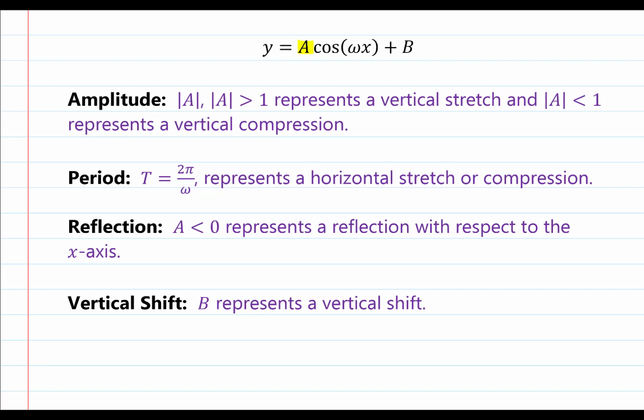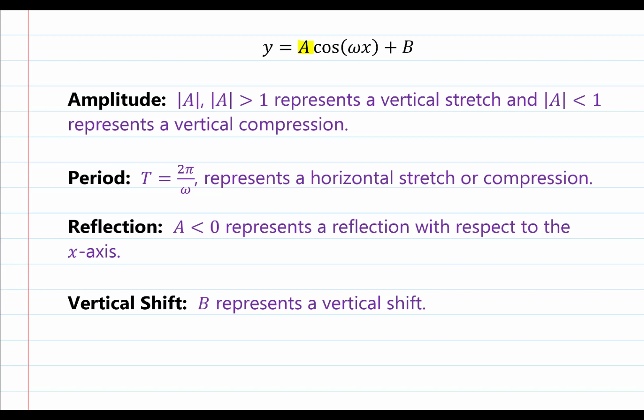When the absolute value of A is greater than 1, it represents a vertical stretch. And when the absolute value of A is less than 1, it represents a vertical compression. Now notice here we're not discussing when A is negative. A can be negative, but that actually represents a different transformation. Let's now look at the period.